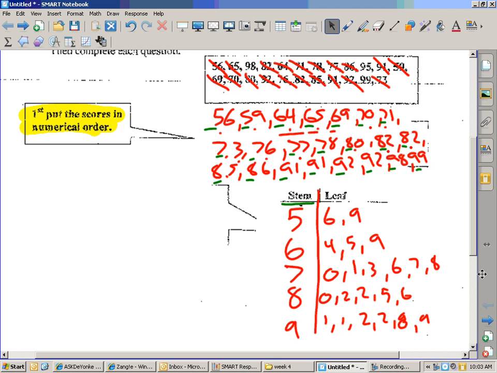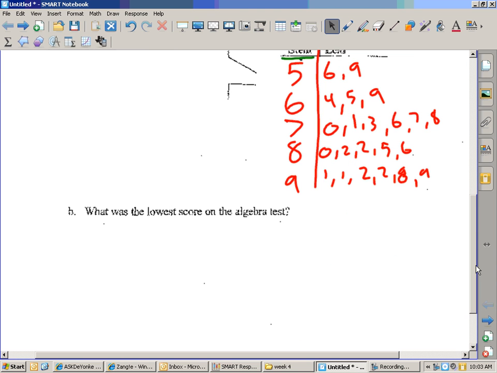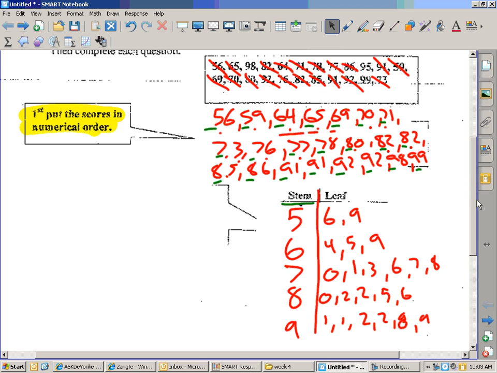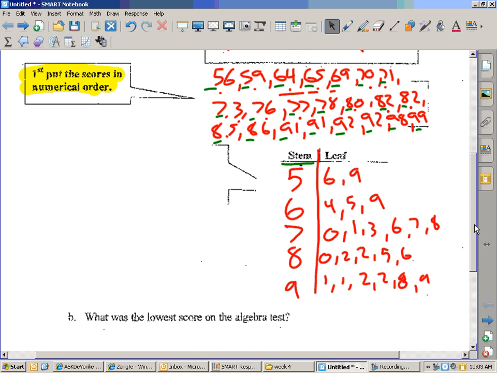So now to answer the questions. The question says, what was the lowest score on the algebra test? So you would go to the smallest stem and then see the smallest leaf. The smallest stem is 5, the smallest leaf is 6, the lowest score is 56.